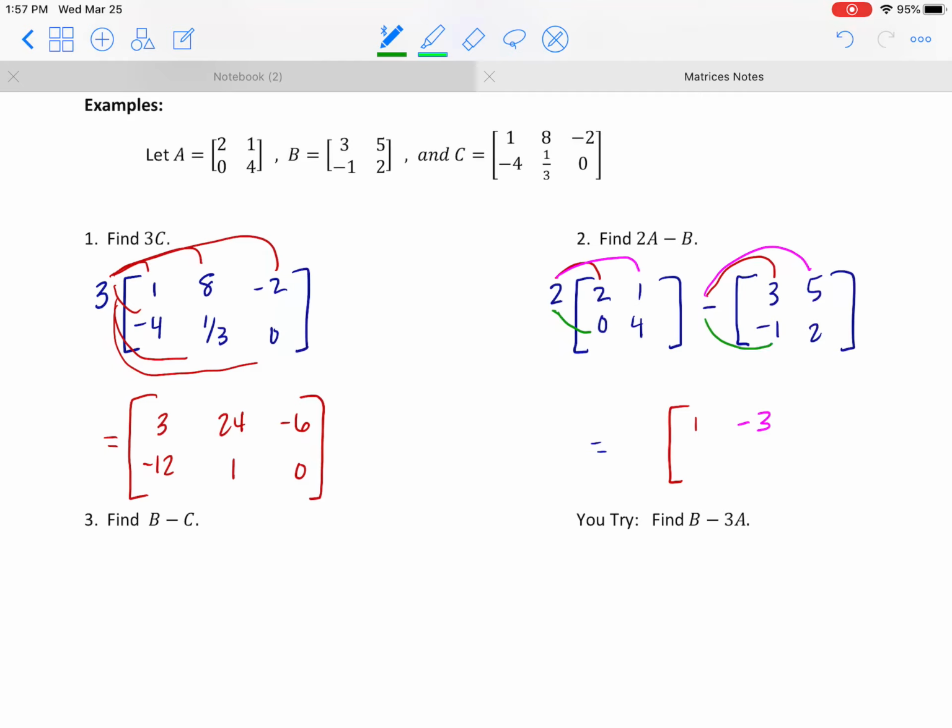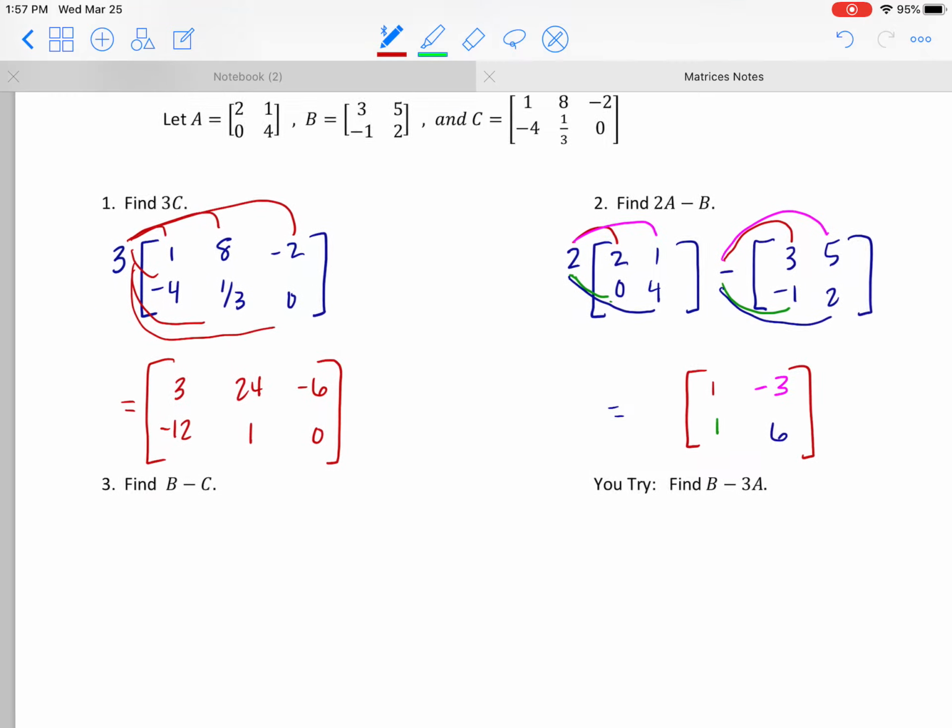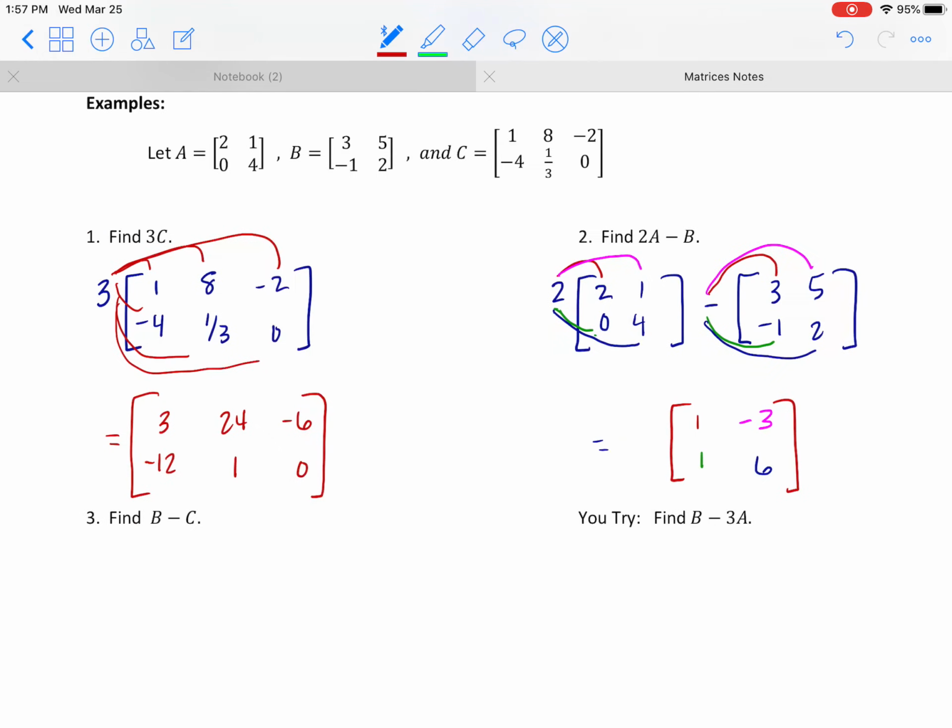And then we're going to go here, 2 times 0, and then we're going to subtract the negative 1. So 2 times 0 is 0. 0 minus a negative 1 would be 0 plus 1, and 0 plus 1 is just 1. And then lastly, we have 2 times 4, which would be 8, minus the 2 here would give us 6 in that spot. Okay, so there would be the matrix resulting from 2 times A minus B.